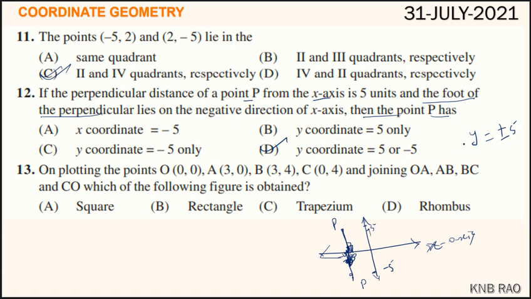Okay, so moving on to the 13th question. On plotting the points 0, 0, that is origin O, 3, 0 point A, 3, 4 point B, 0, 4 point C, joining OA, AB, BC and CO, which of the following figures forms? Definitely a rectangle. You plot it and you will see. You will definitely get a rectangle.